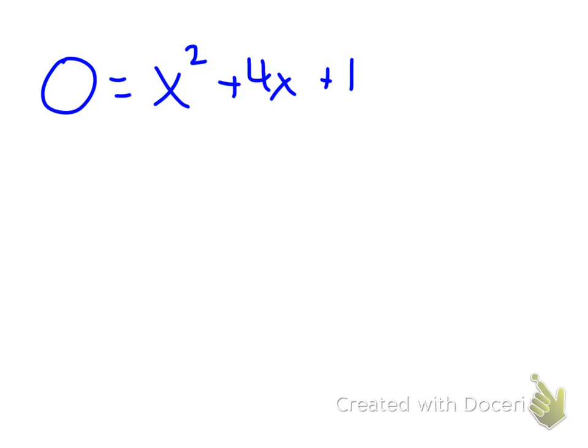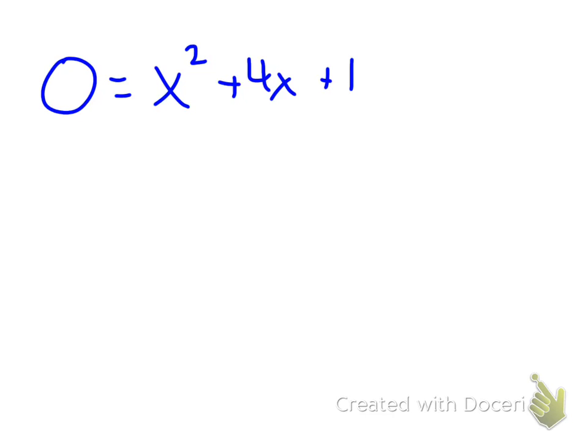So I'm going to give you another problem. If the problem was 0 equals x squared plus 4x plus 1, if you need to go through and complete the square, what would you do? So I'd like you to pause the video. I'm going to stop talking for a couple of seconds. Pause the video, try it, and then play it and see how you did.